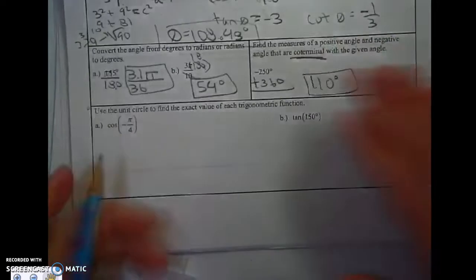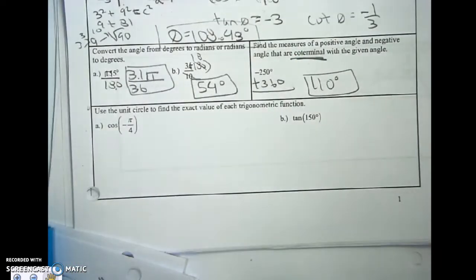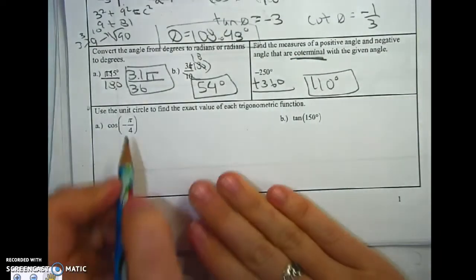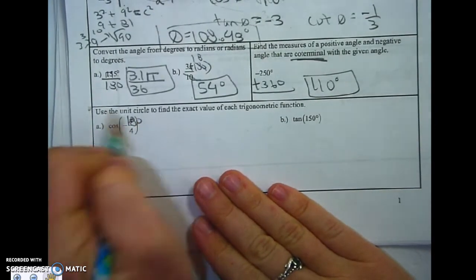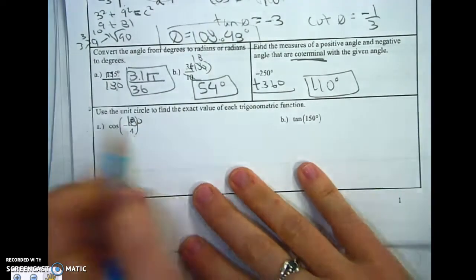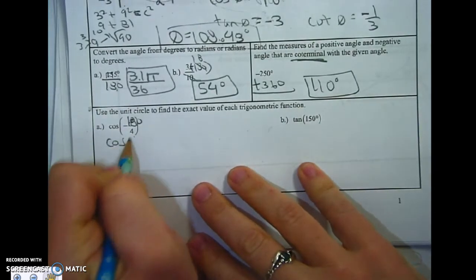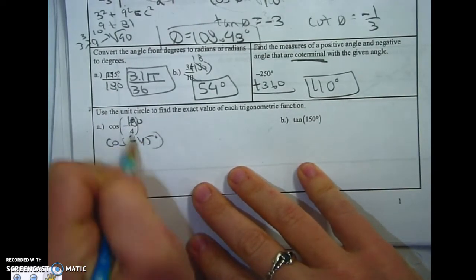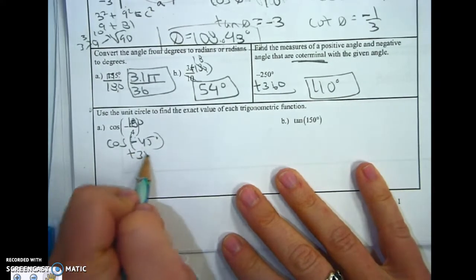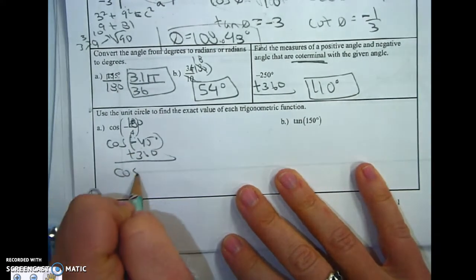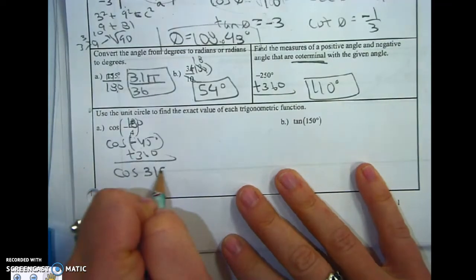All right, let's look here. Find the unit circle, the exact value. Okay. First thing I have to do is change this to degree mode. So negative 180 divided by 4. So that's really cosine of negative 45 degrees. I don't like negatives, so I'm going to add 360, and I get cosine of 315.